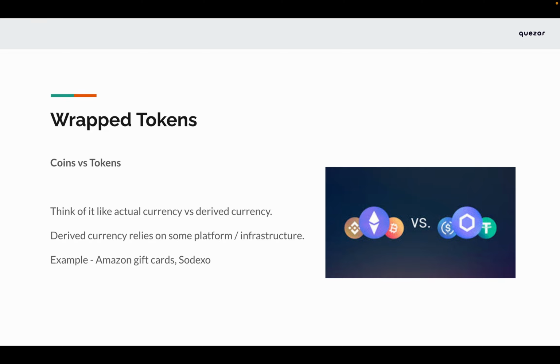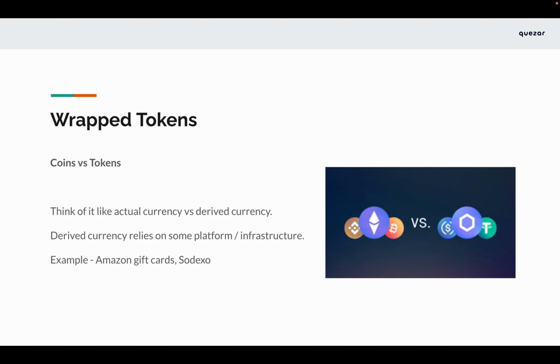To understand it better, you can think of it like an actual currency versus a currency that is derived from that currency. A derived currency mostly relies on the platform or the infrastructure that is using it for its own purposes. For example, we have Amazon gift cards, Uber gift cards, and Sodexo balances. These gift cards are derived currencies, derived from the actual currency, which is the fiat currency, that is US dollar or INR or Singapore dollar, wherever you are based out of.